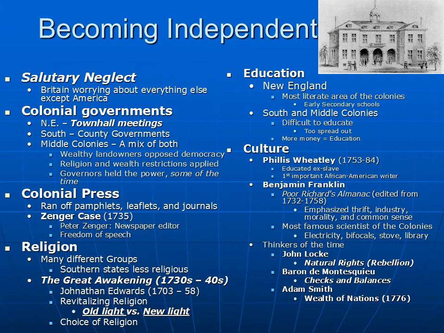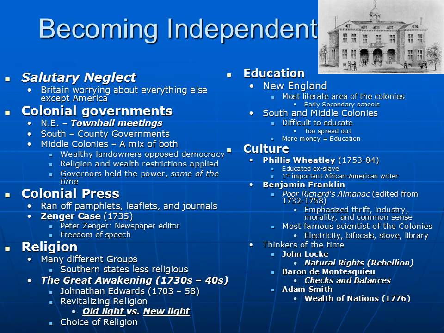Education is a big boost, especially in the northern colonies, where you have the early universities springing up, the Harvards, the College of New Jersey, or Princeton, as it's called today. Many of the Ivy League schools are established during this time. And then, of course, the culture. You have great individuals contributing to the culture.